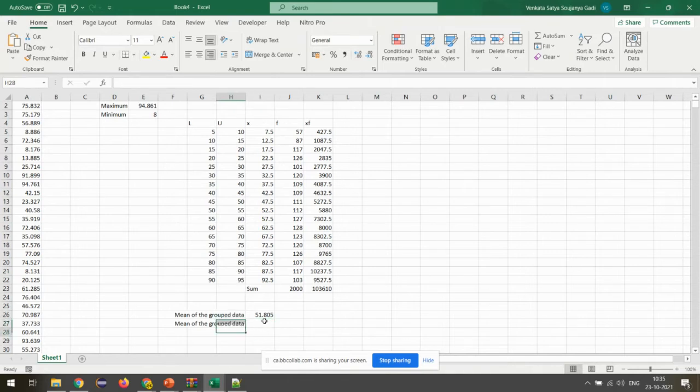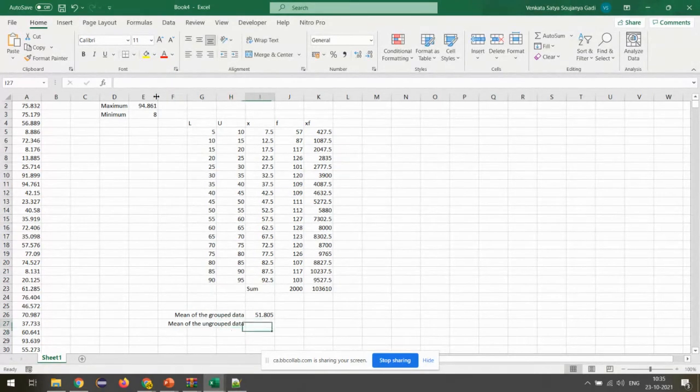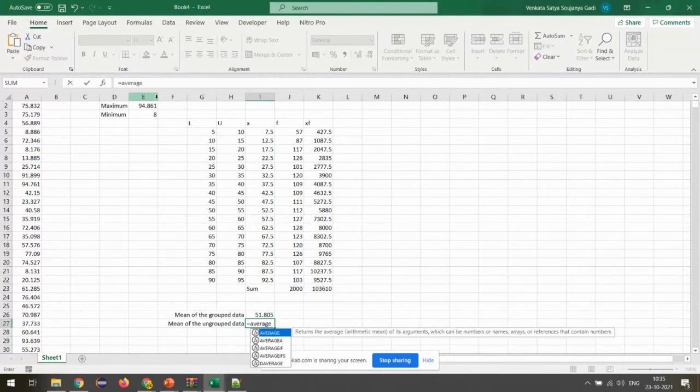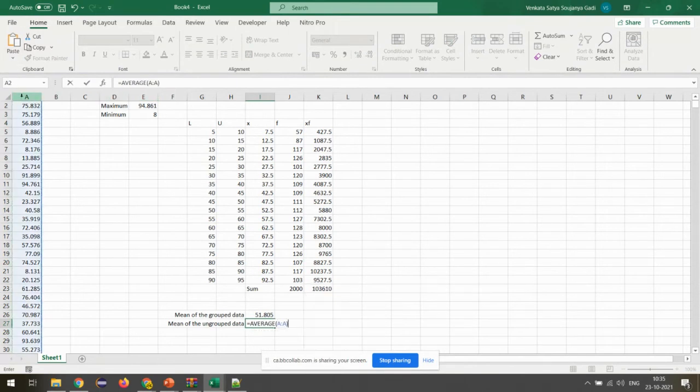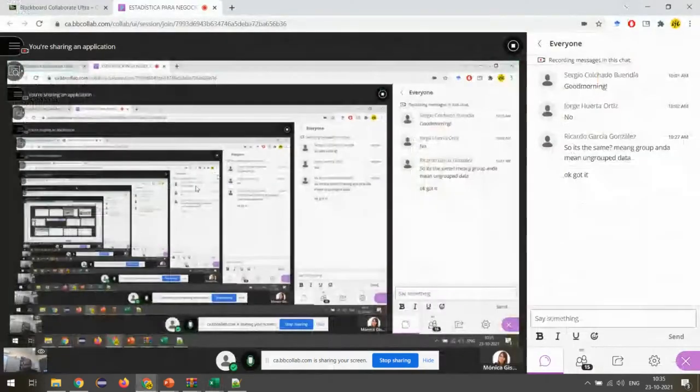Let us see what is the mean of the ungrouped data. Mean of the ungrouped data is equals to average of, which is 51.773. So I will ask you a poll. Help me with this poll.